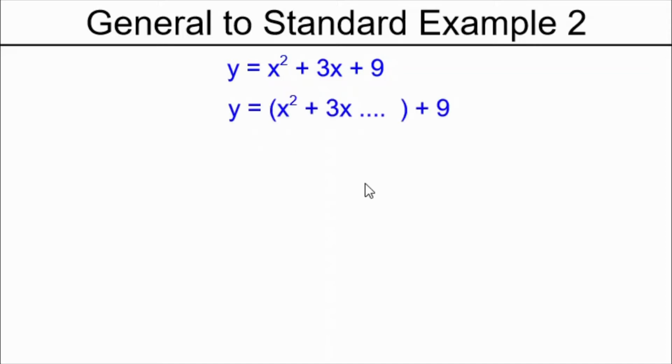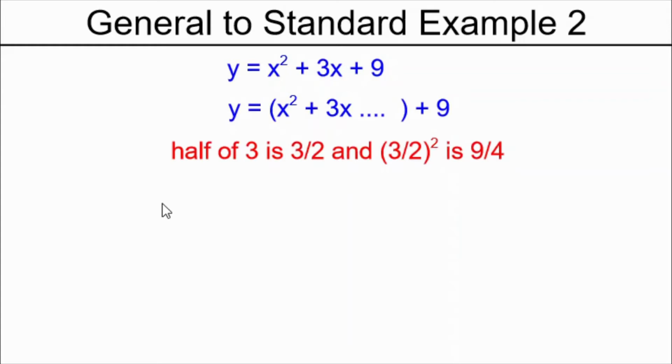First, we rewrite the equation, putting the first two terms inside a bracket and leaving space to write a third term. But we keep the constant term, the plus 9 in this case, outside of the bracket. Then we have to do a little trick to figure out what number we're going to put into that extra space. We look at the coefficient of x.